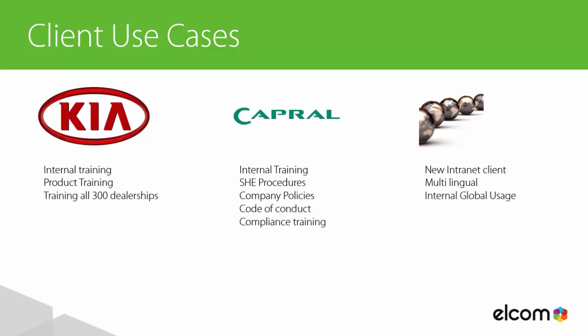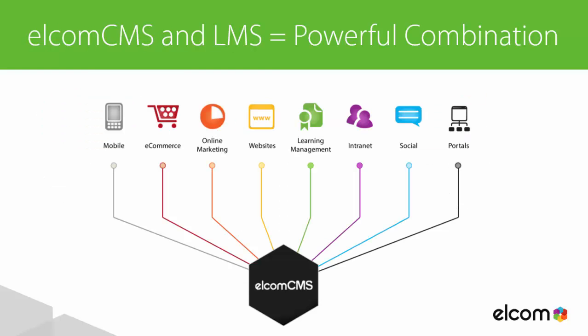This is a few examples of the clients that are using the learning management system. As you can see, we have Kia, who is using it to train all 300 of their dealerships. We have Capral, who is using it for internal or induction type training, as well as compliance training. And we have a new client that has just come on board, who is connecting the learning management system to their intranet so that they can train all of their communication staff around 21 countries.